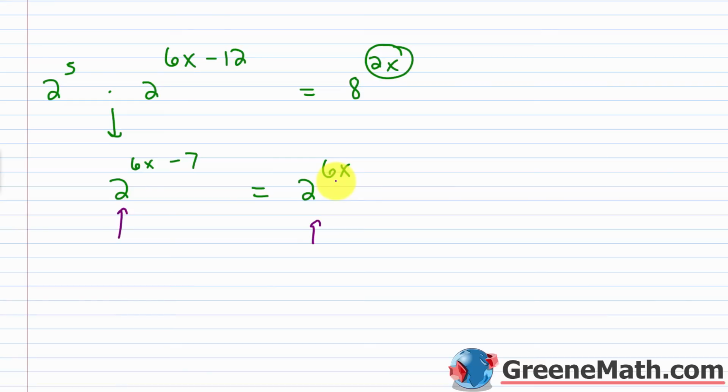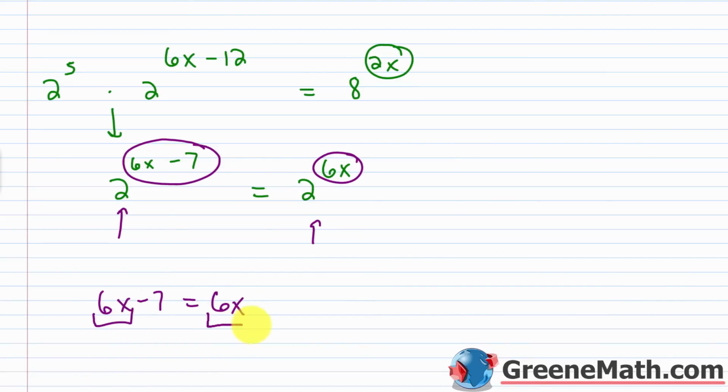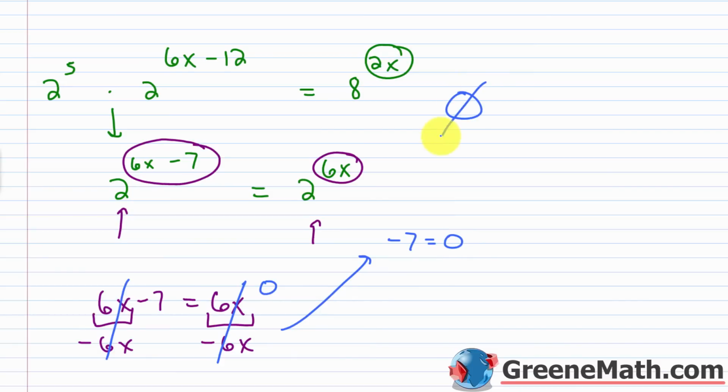But just for the sake of completeness, we have the same base, so we'd set 6x minus 7 equal to 6x. Now, if I have something here and it's the same, I can get rid of it, right? 6x minus 6x, if I subtract that away from both sides of the equation, it would go away. So essentially, I could say minus 6x, minus 6x. This is gone, so that's a 0. And I would have negative 7 is equal to 0, which is nonsense. So again, you know when you get nonsense like that, you have no solution. No solution.